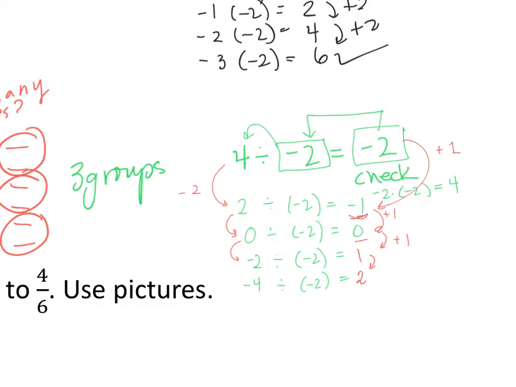And we could do our check to verify as well. 0 times -2 is 0. 1 times -2 is -2. 2 times -2 is -4.